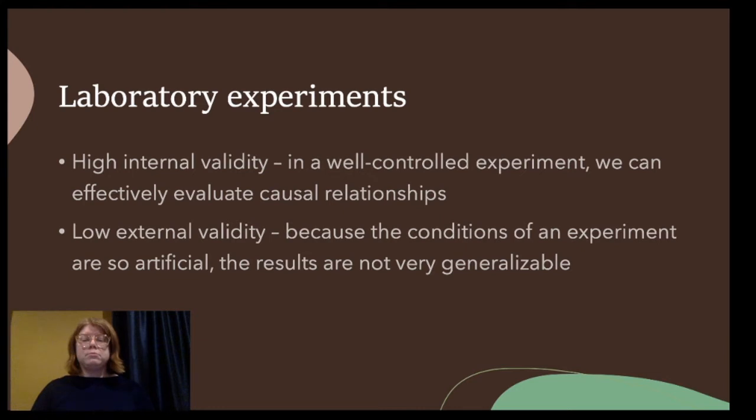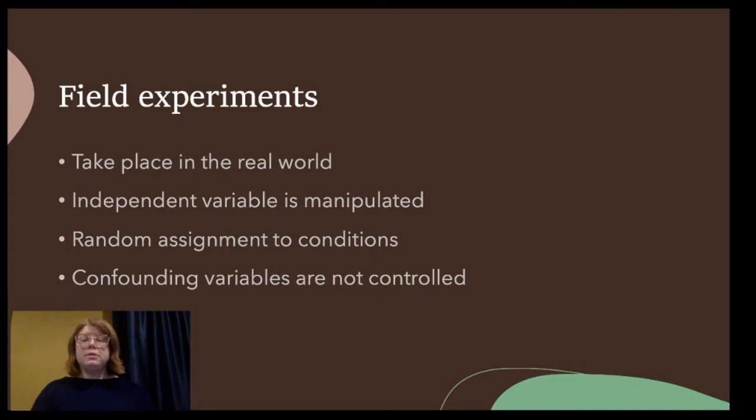So, it's a trade-off with a laboratory experiment. You can really carefully investigate and effectively investigate causal relationships, but you can't really generalize your findings very well. Field experiments are experiments that take place in the real world rather than in a laboratory or an artificial setting. The independent variable is still manipulated, and random assignment to conditions is still practiced. However, confounding variables cannot be controlled.